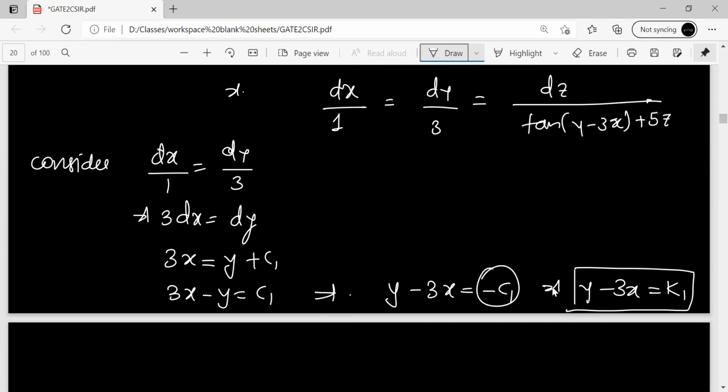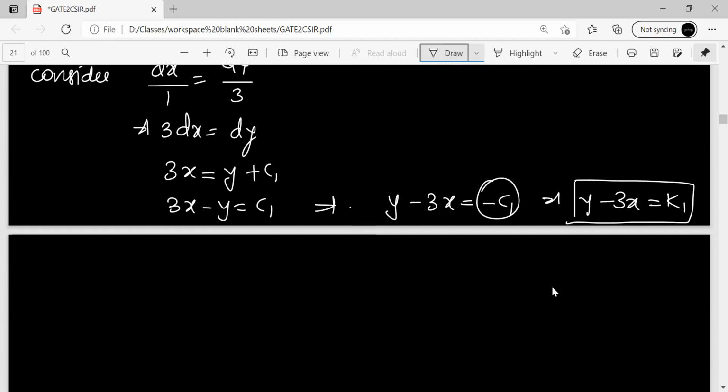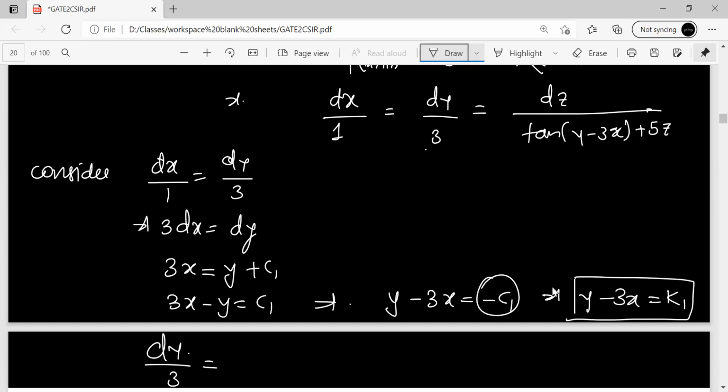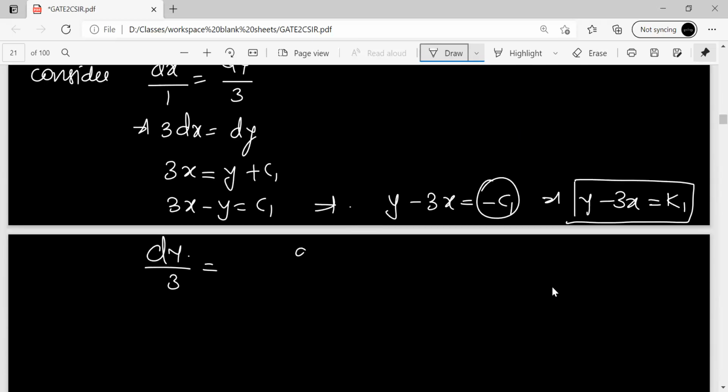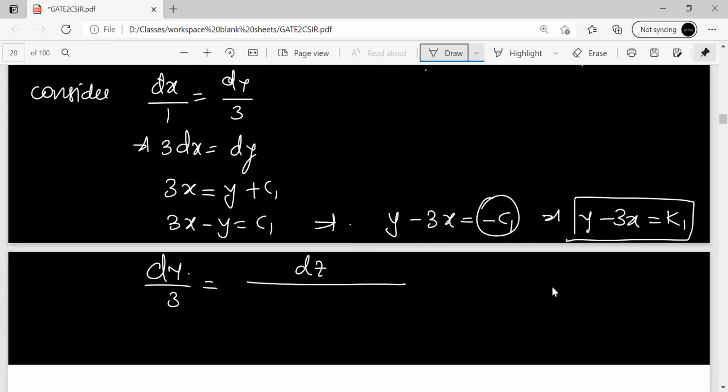And now consider any two pair. So first and third, or second and third. In that case, we will consider this one. Of course, you can consider first and third also. No issues. But I'll consider this one. That's not because it's easy, but just because I want to explain something to you. That is my goal. So tan of y minus 3x.